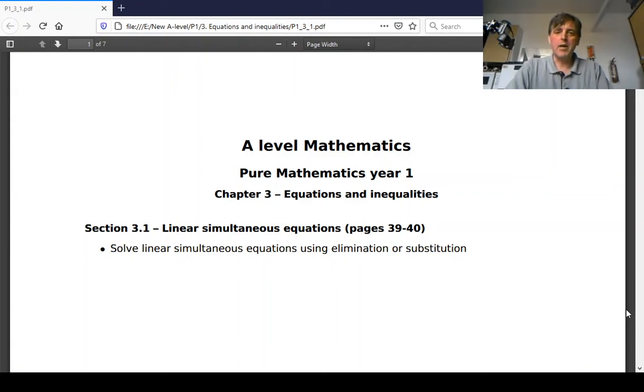Hello again, it's another A-level maths video. We have started chapter 3 of the Pure Maths Year 1 textbook. This is section 3.1 where we're going to remind ourselves about simultaneous equations.